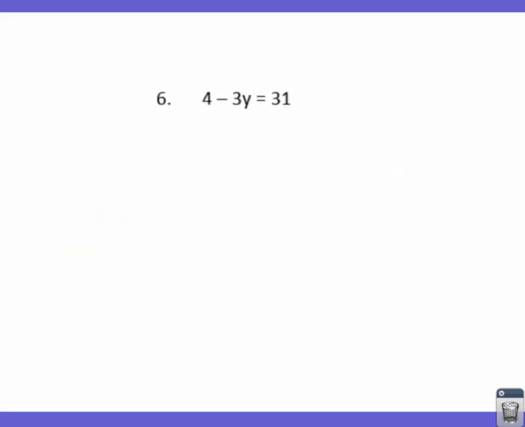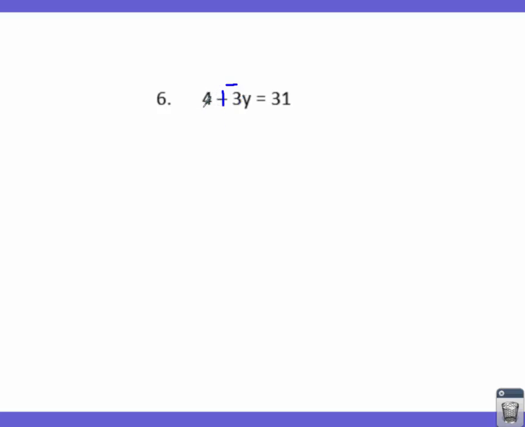Now this one posed quite a bit of problem in class, because we don't want to follow the rule for this subtraction. Remember, subtraction is change subtraction to addition, the next number to its opposite. Just because the 4 is over here, that doesn't mean we always change it to its opposite. It's the very next number.